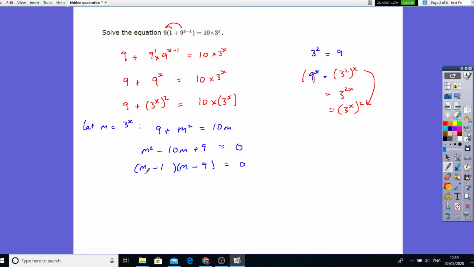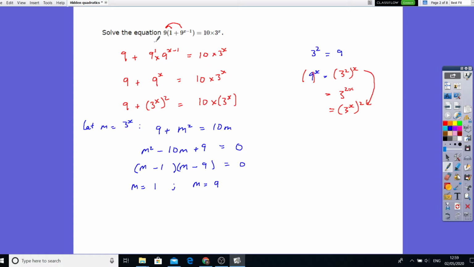So which value of m will make this bracket go to 0? So m must equal 1. Which value of m will make this bracket go to 0? So m could also equal 9. Because 1 put into there, 1 minus 1 is 0. 0 times anything will give me 0. And 9, when I put it into here, 9 minus 9 is 0. And 0 times anything will also give me 0. So you get 2 solutions here.